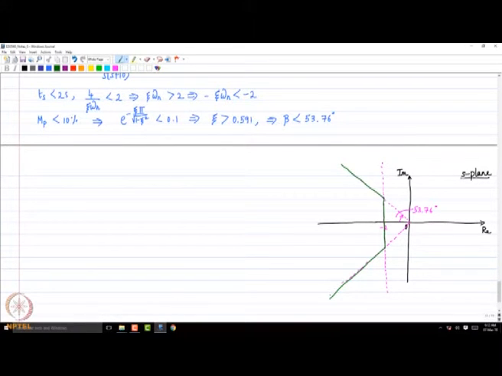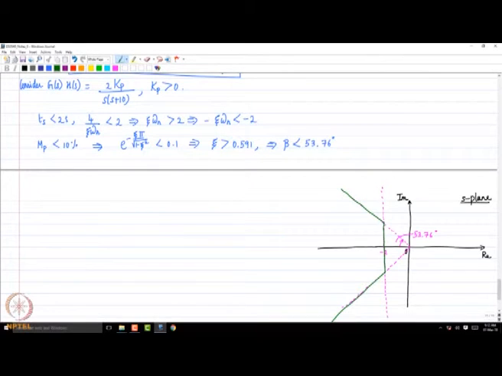Now, let us figure out what values of Kp would do this job, right. So that is what we want to do. So let us start our analysis. Our open loop transfer function is this, 2 Kp divided by S times S plus 10. So let us start constructing the root locus.